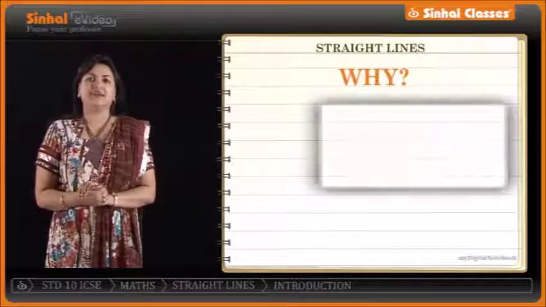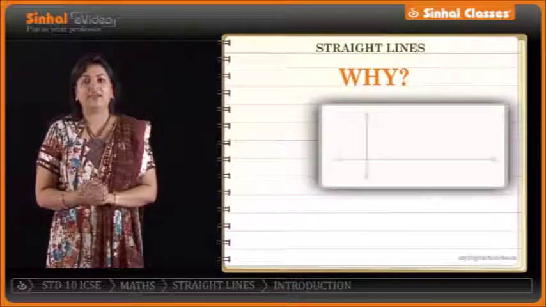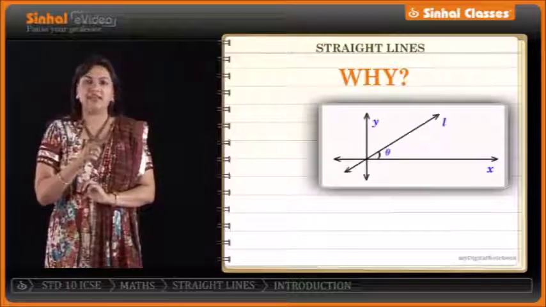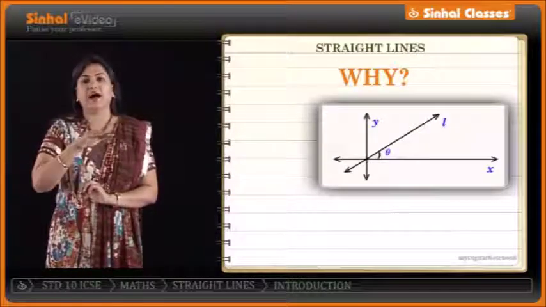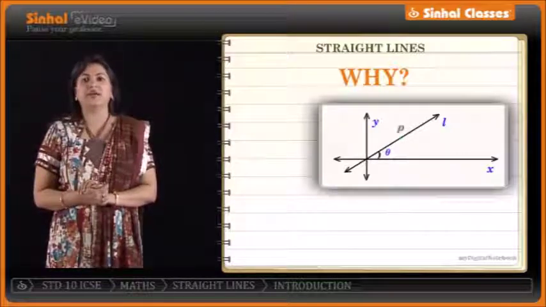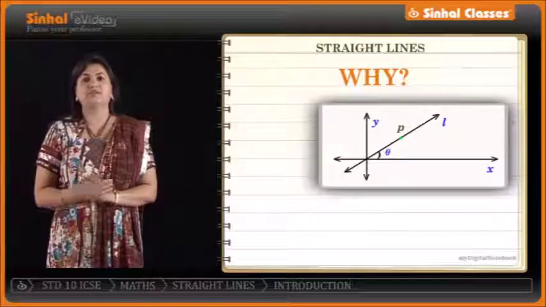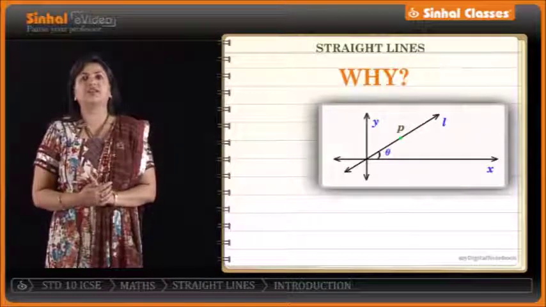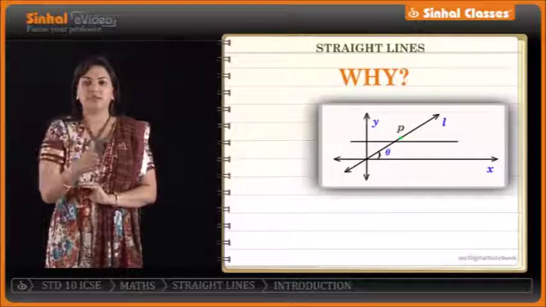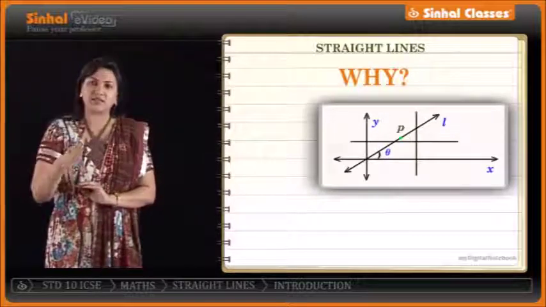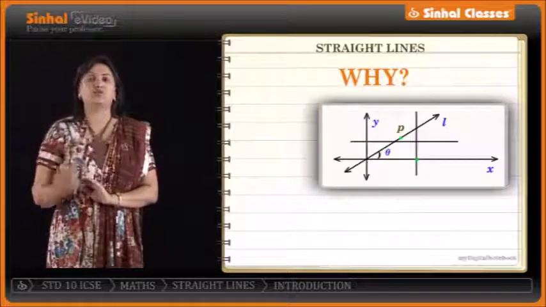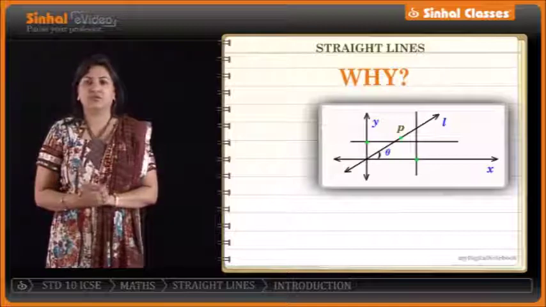Now why study the equation of a straight line? By the equation of a line, we can know the angle between the line and the x-axis. We can also know if a point lies on the line or not. We can also know by the equation whether the line is parallel to the x-axis, parallel to the y-axis, or it passes through the x-axis, passes through the y-axis, or through the origin, and so on.